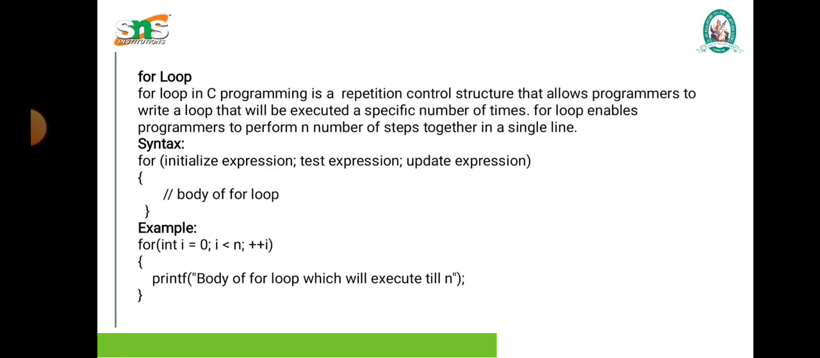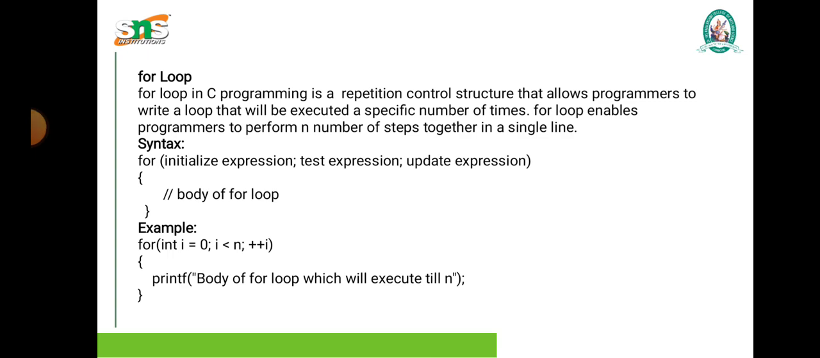Let us see the loop statements one by one. Firstly, we are going to see the for loop in C programming. This is a repetition control structure that allows programmers to write a loop that will be executed a specific number of times. The for loop enables the programmer to perform n number of steps together in a single line, and this is the respective syntax for the for loop.